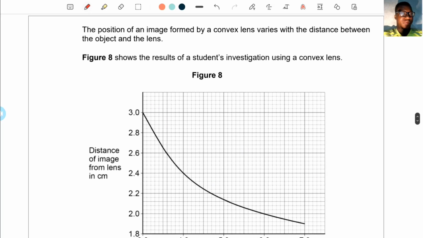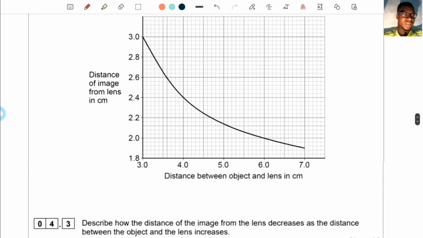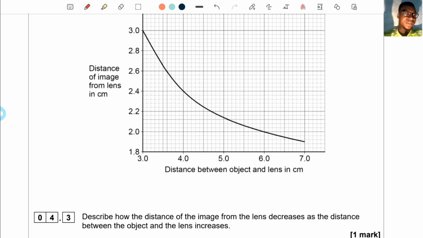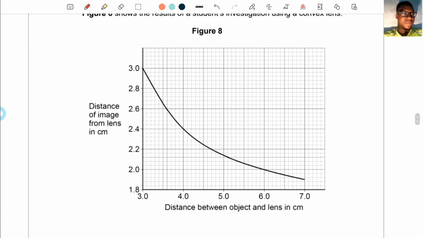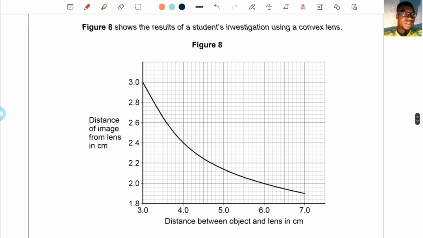The position of an image formed by a convex lens varies with the distance between the object and the lens. Figure 8 shows the results of a student's investigation using a convex lens. Now the question says, describe how the distance of the image from the lens decreases as the distance between the object and the lens increases. So what we're working with here is a graph of the distance of the image from the lens in centimeters and the distance between the object and the lens. Now from this graph, what we can deduce is that as the distance between the object and the lens increases, the distance of the image from the lens will decrease.